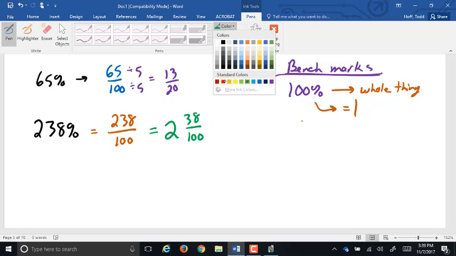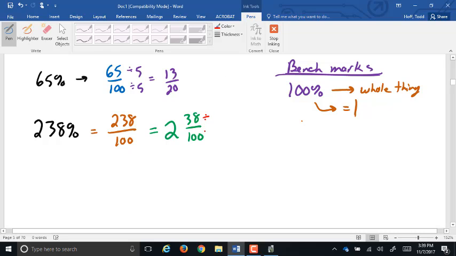Now looking at the 38 hundredths, can I reduce that? Yes, both of them can be divided by 2. Perfect. 38 divided by 2 is 19. 100 divided by 2 is 50. Am I done? I need to remember what? The 2. There we go.